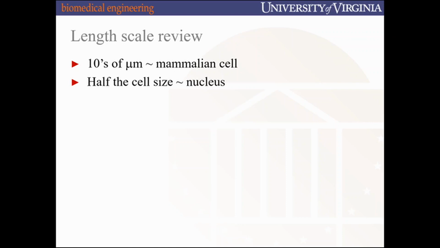Okay, so to conclude this section on organelles and structures in the cell, I want to summarize our order of magnitude analysis because it's important to get an idea of how these organelles scale to one another, as well as how they scale to an absolute perspective. So a mammalian cell is on the order of 10 microns, and the nucleus is about half that, on the order of 5 to 6 microns.